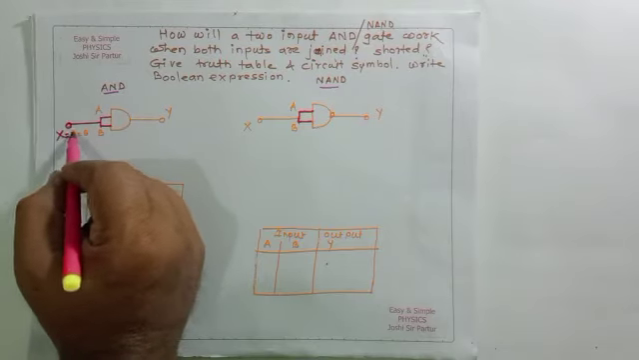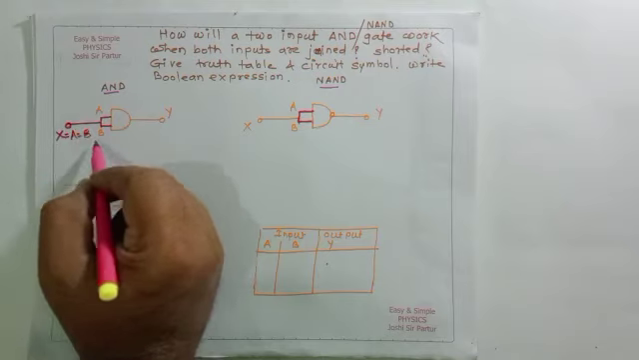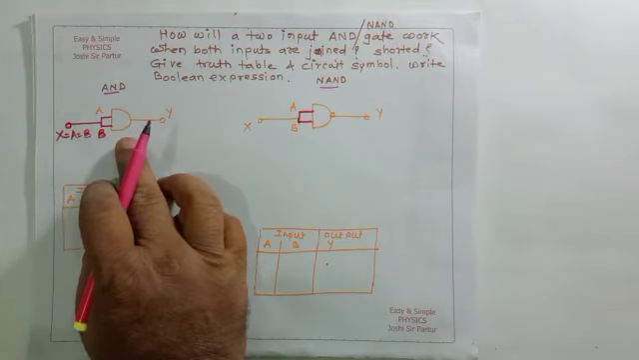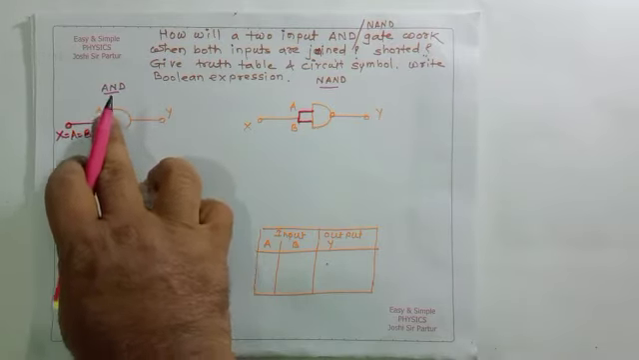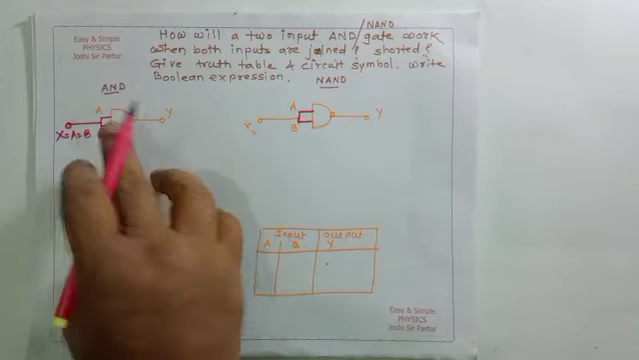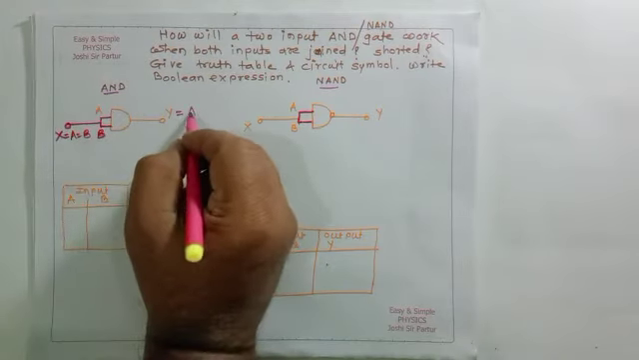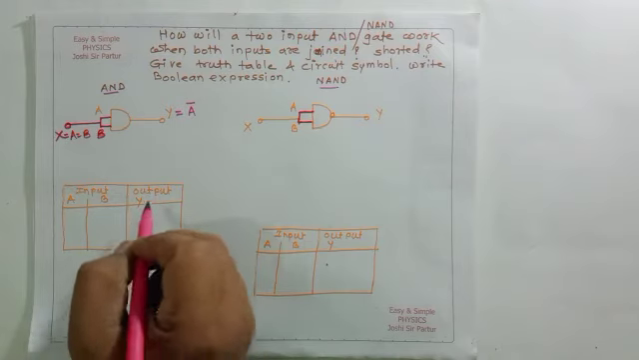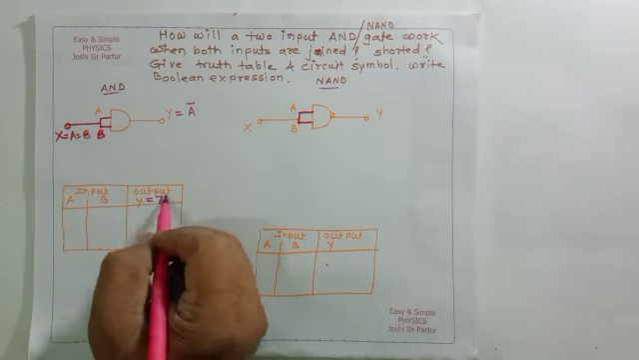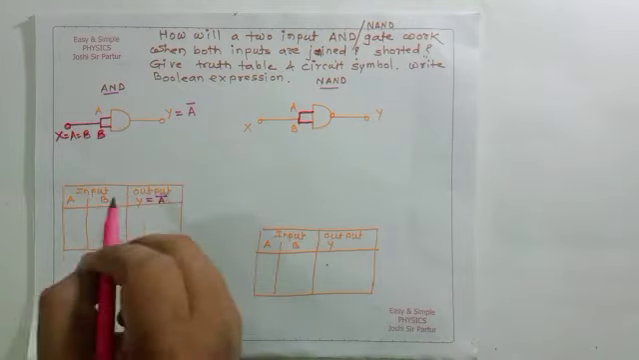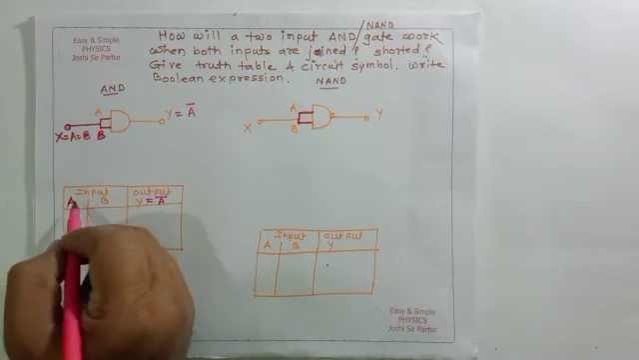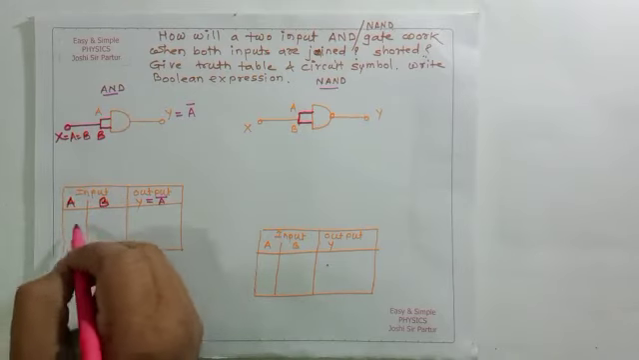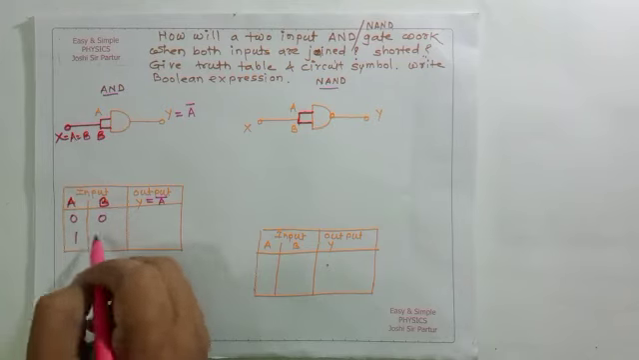So X will be either A or B, so that in the AND gate, when its inputs are shorted, it becomes a NOT gate, and the output becomes the complement of A. The Boolean expression for this circuit is that the output becomes complement of A. When it is a NOT gate, there are two possibilities. Input A and input B are both the same, so the two possibilities are either 0, 0 or 1, 1.